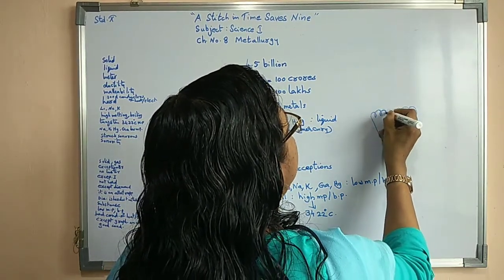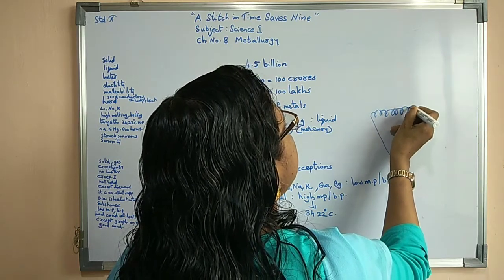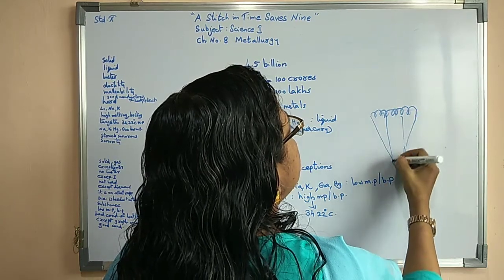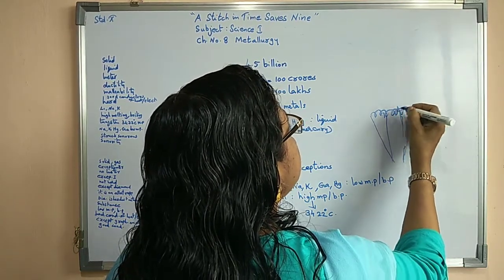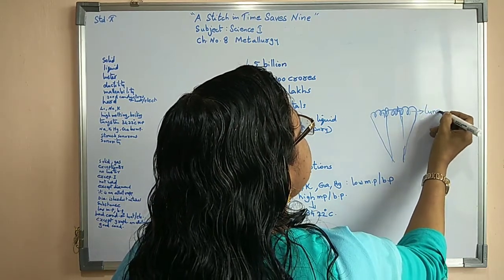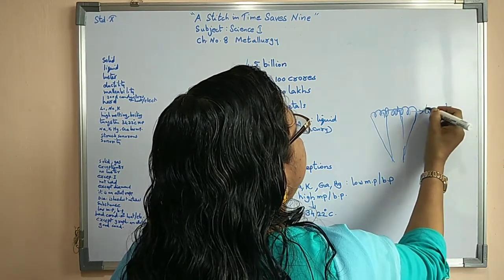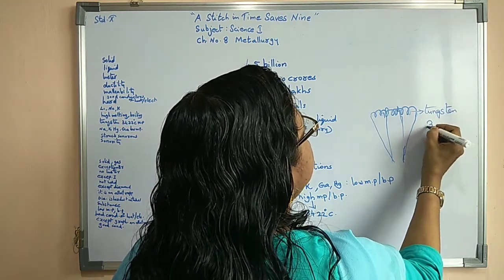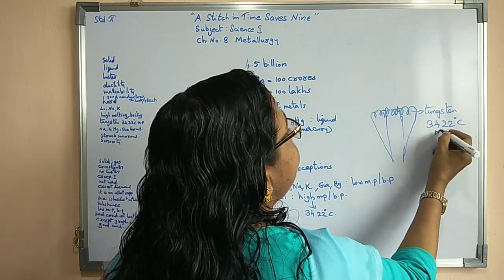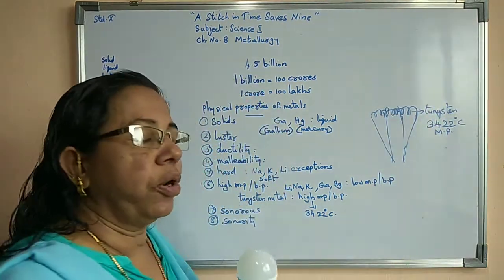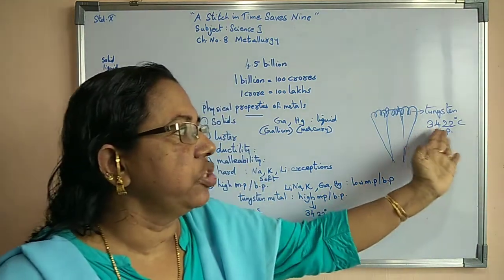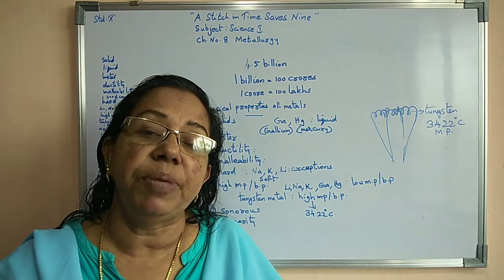The filament of the electric bulb is made with the help of tungsten wire. Its melting point is 3422 degrees Celsius. Its boiling point will be very high. Here its melting point itself is so high, so you can imagine how high its boiling point can be.